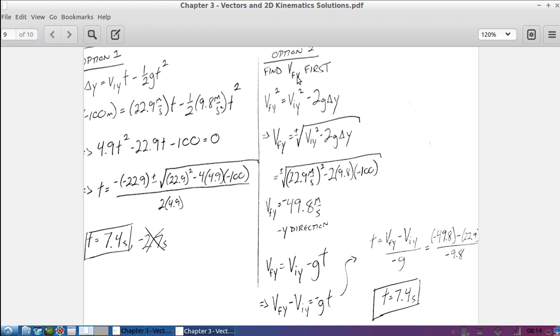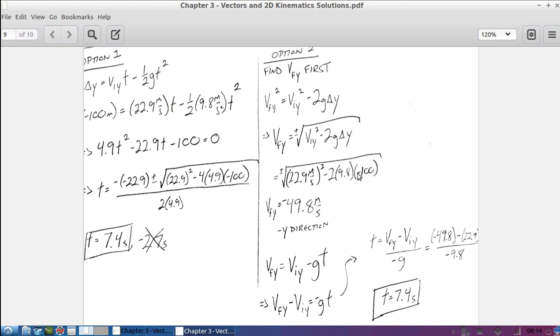Okay, again, it's more work because I'm using 2 equations, but I'm avoiding the quadratic. And again, in this particular problem, it's especially useful because this v final y is necessary for the last part. So I use this equation because I've got the displacement, I've got the initial velocity, I need the final velocity. So solve for v final, substitute everything.